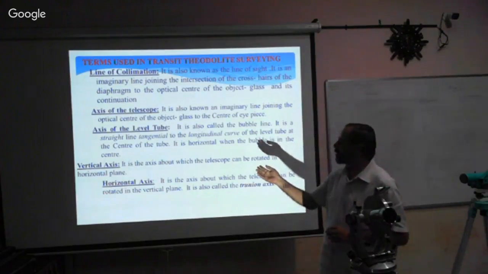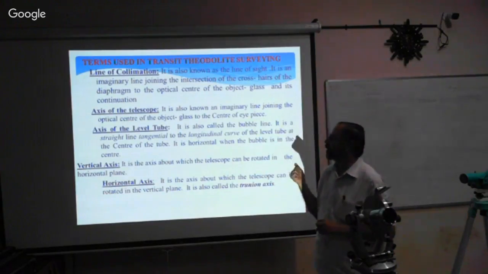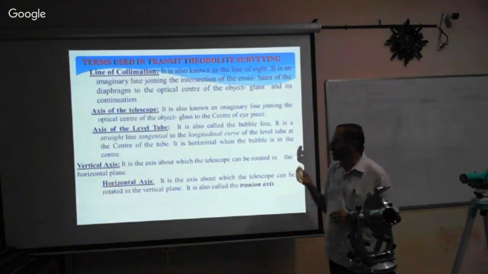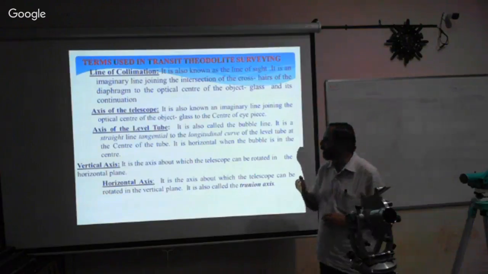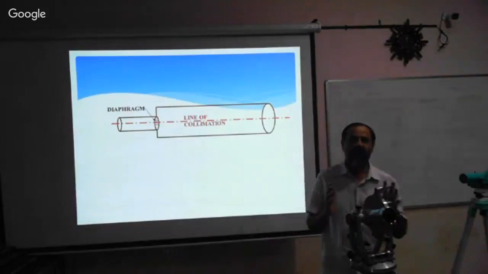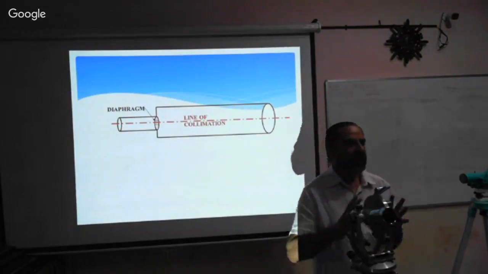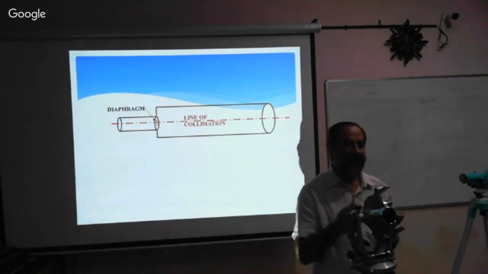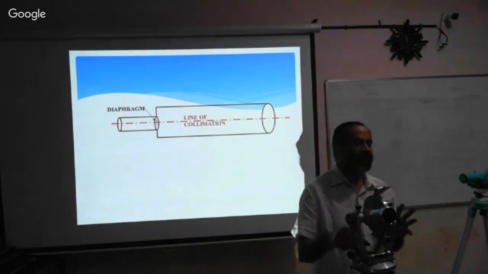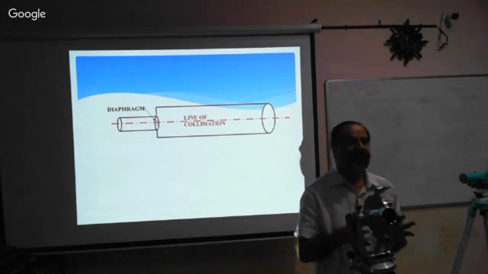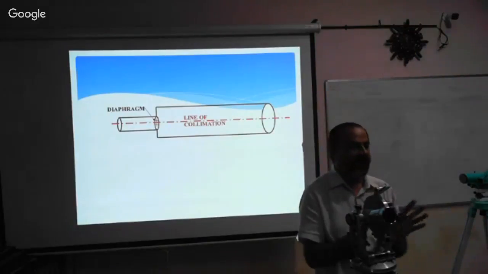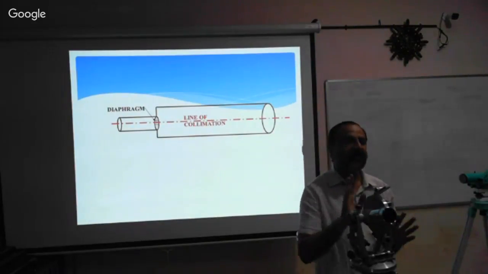I think we have discussed this: the axis of the bubble tube, the vertical axis, and the horizontal axis. Now I will stop here. In the next class we will discuss the usage of this instrument, how to install and set up the instrument, what the measurements are, and how to use it for reading. We will do this in the next class.